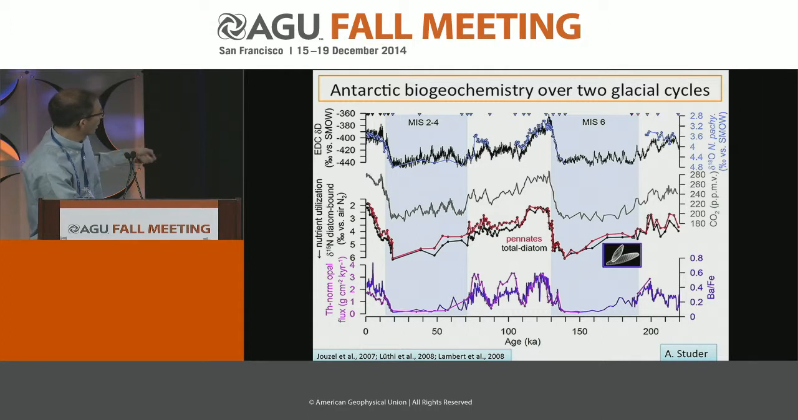The data from the sediment core is shown down below. So on the bottom here, we have two proxies for the reconstruction of export production. And just as I said, they indicate that there's lower export production in the last ice age and in previous ice ages relative to the interglacials, as has been observed before.